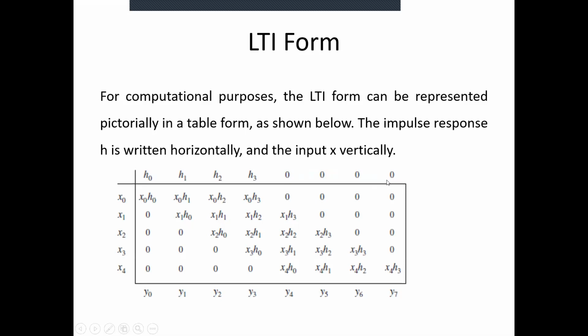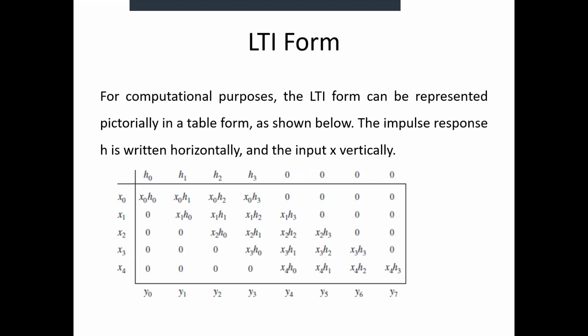So we have to add 4 zeros, based on the equation of the length of y, which equals the length of h plus the length of x minus 1. Don't forget this one. This equation is very important in the LTI form. To construct the matrix of the LTI form, you have to have this equation, I mean Ly equals Lx plus Lh minus 1.